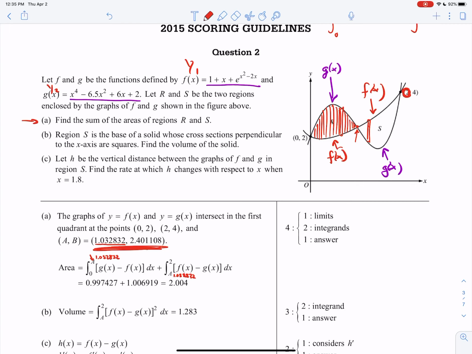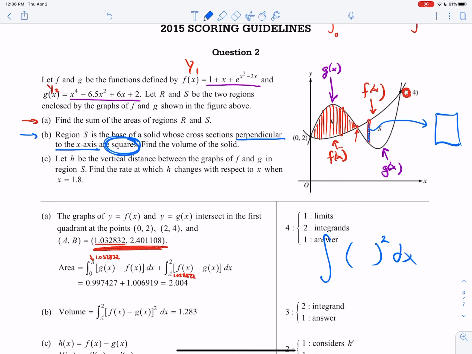Okay, here we go, part B. The region S, so only S, is the base of a solid whose cross sections are perpendicular to the x-axis. Okay, so remember, perpendicular to the x-axis, meaning we integrate with x. Okay, and we know that the cross sections are going to be squares, so the area of a square is going to go in here, so in this case it's going to be something squared. I'll illustrate that for you guys here.